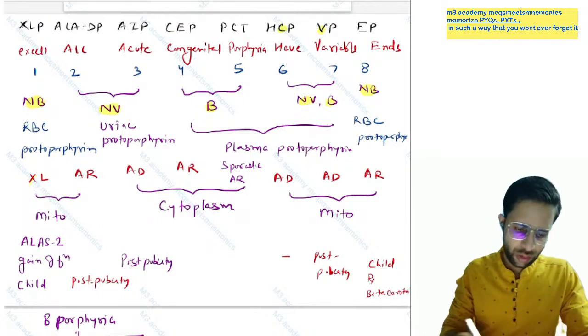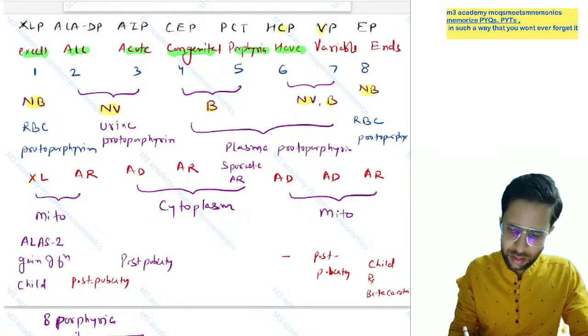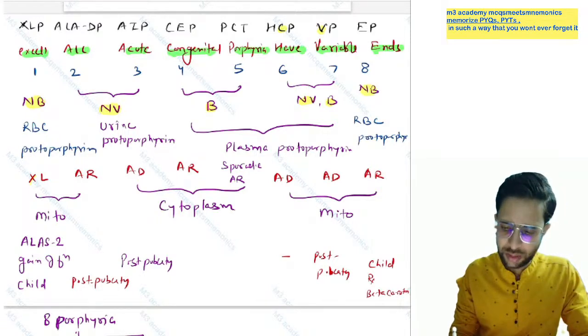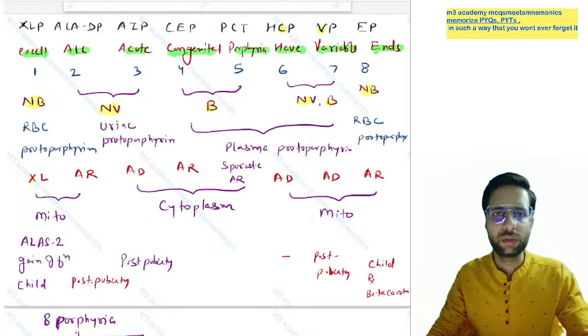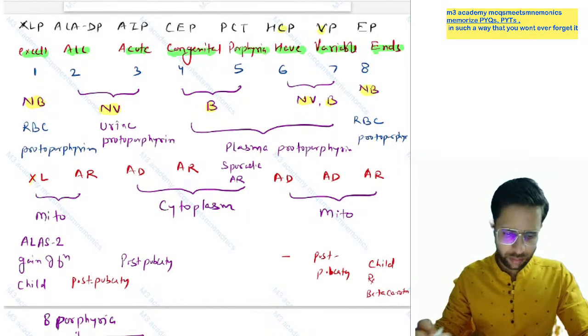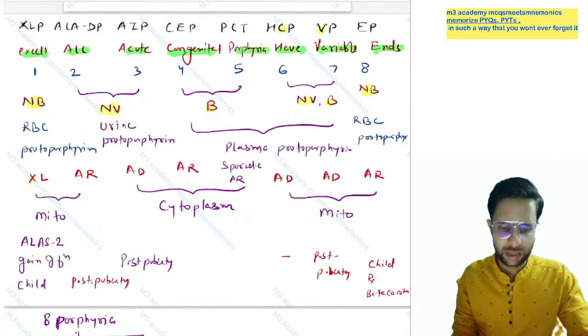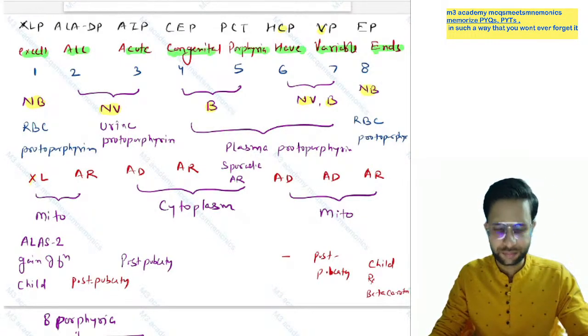So how can we remember? Just remember this sentence: Excel all acute congenital porphyria having variable ends. So Excel, or accept, all acute congenital porphyria having variable ends. You can remember this sentence. So these are the types of porphyria.